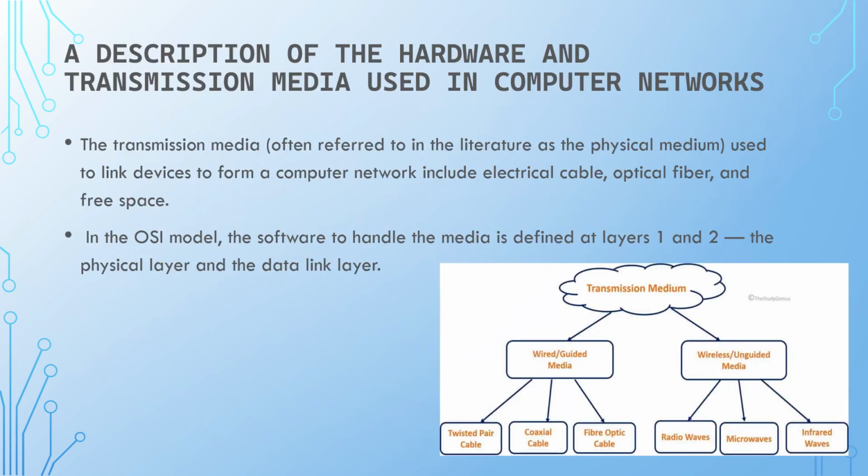A description of the hardware and transmission media used in computer networks. Transmission media used to link devices to form a computer network include electrical cable, optical fiber, and free space. In the OSI model, the software to handle the media is defined at layer 1, the physical layer, and the data link layer.